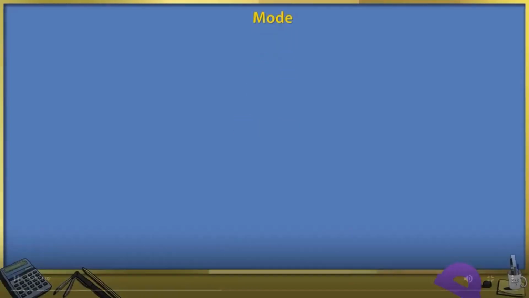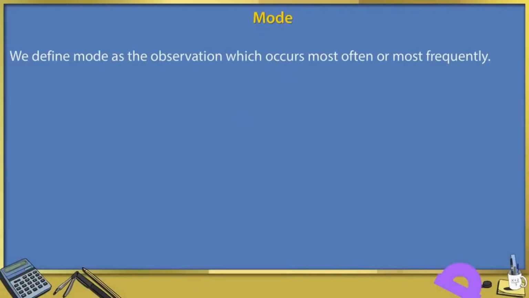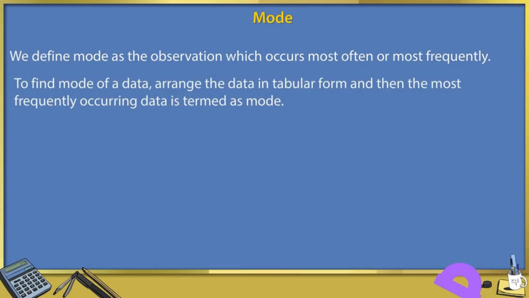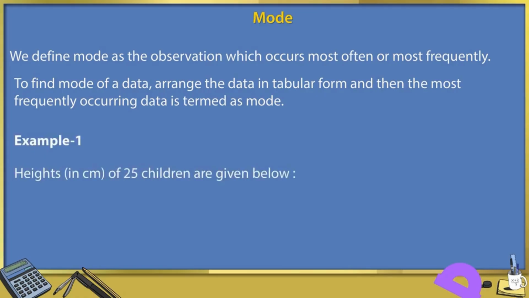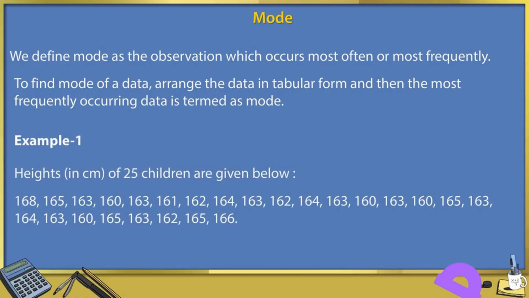Mode. We define mode as the observation which occurs most often or most frequently. To find the mode of a data, arrange the data in tabular form and then the most frequently occurring data is termed as mode. Example 1. Height in centimeter of 25 children are given below.